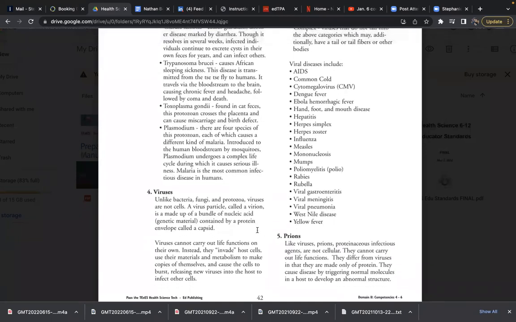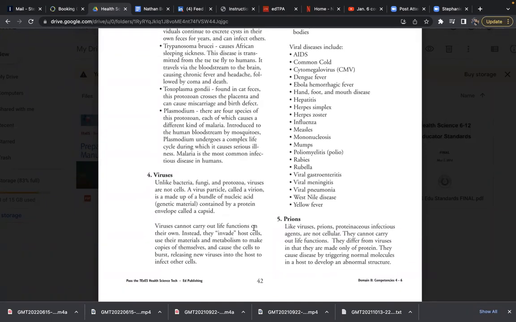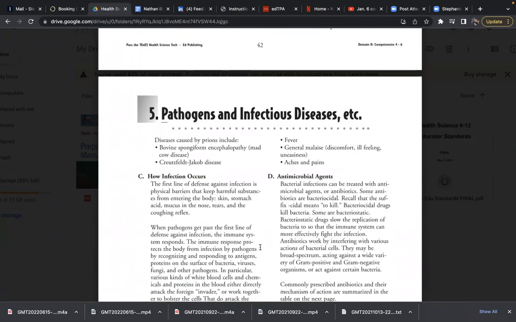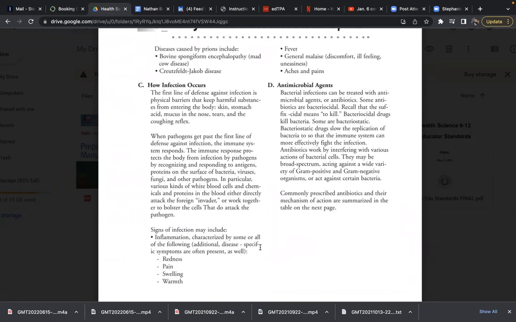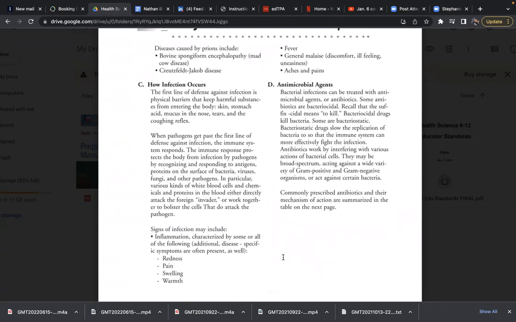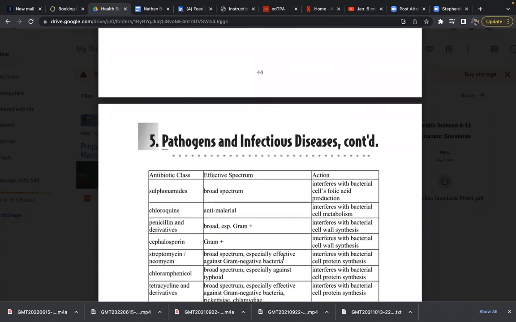Okay, so viruses, understanding the difference in the types of organisms, I think is important. Knowing how to treat the different ones, important. How infection happens for each of them, like the transmissibility of each of them, important.